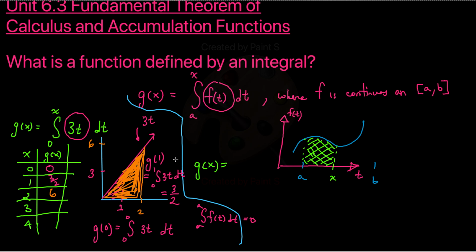And then g of 2 is 6. You could write that as g of 2, right? Let's understand g of 2 is the integral from 0 to 2 of 3t dt. And then in that case, you find the area of this one. And you can keep going, right? What would it be if it's at 3?